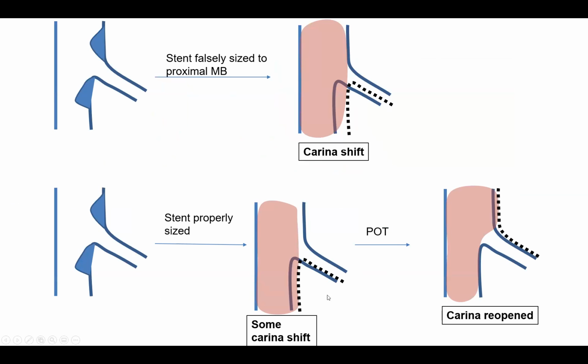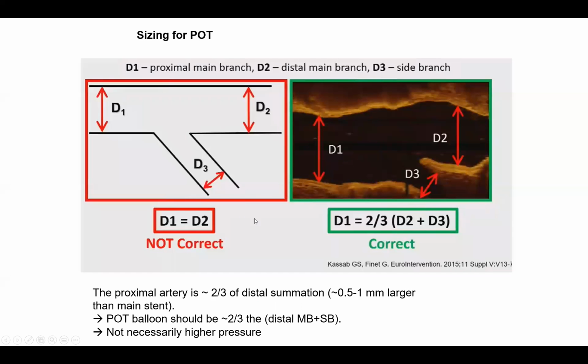So let's say we estimate the side branch is 2.5 millimeters, and the main branch where we put our stent is 3 millimeters. We placed a 3 millimeter stent here, and we're deciding how much we need to POT this. What balloon should we use? Well, it's 3 plus 2.5, which is 5.5, 2/3 of that, which is approximately 3.75 millimeters.